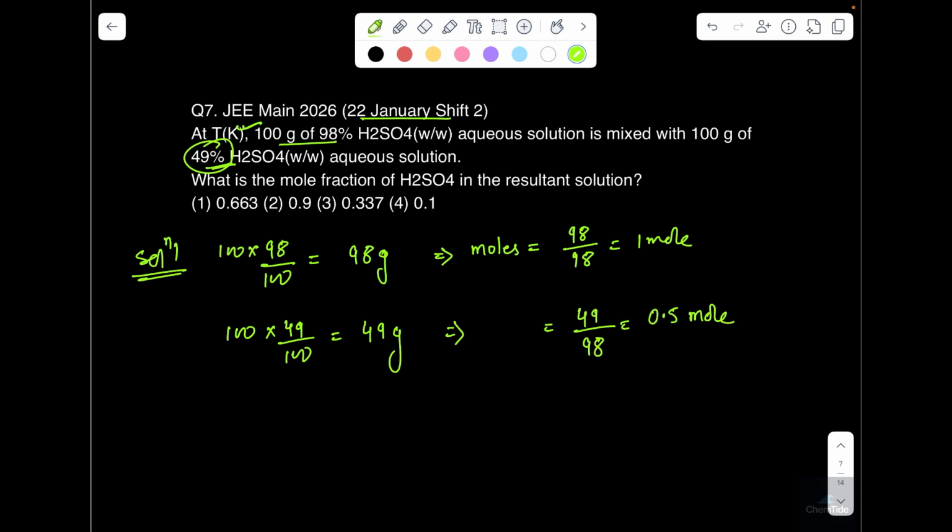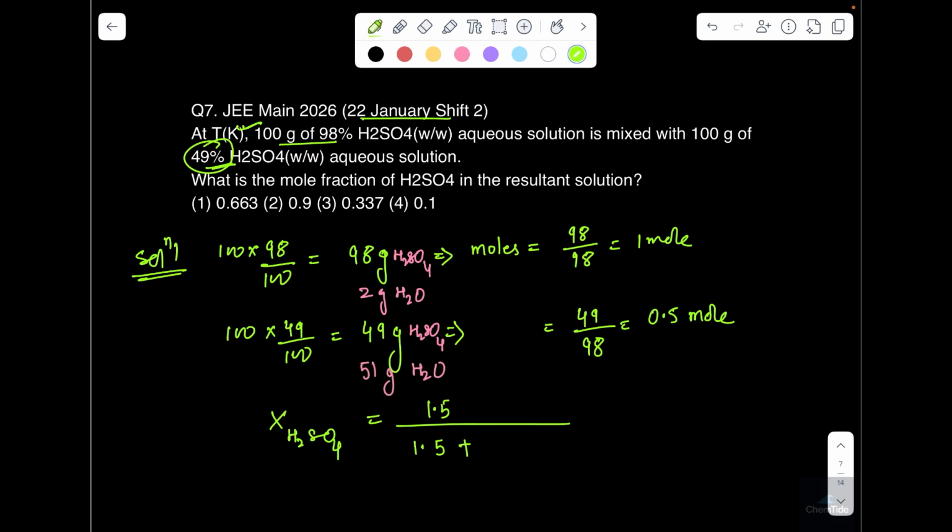So the total moles of H2SO4 we got is 1.5. So the mole fraction of H2SO4: the moles of H2SO4 is 1.5 divided by 1.5 plus the moles of water. In this question, in the first solution, 98 gram is H2SO4, so 100 minus 98, 2 gram of H2O we have, and in the second 49 gram is H2SO4, so 100 minus 49 gives 51 gram of water. So the total water quantity is 2 plus 51, that means 53, divided by 18. On calculation you will get 0.337. Your answer should be C.